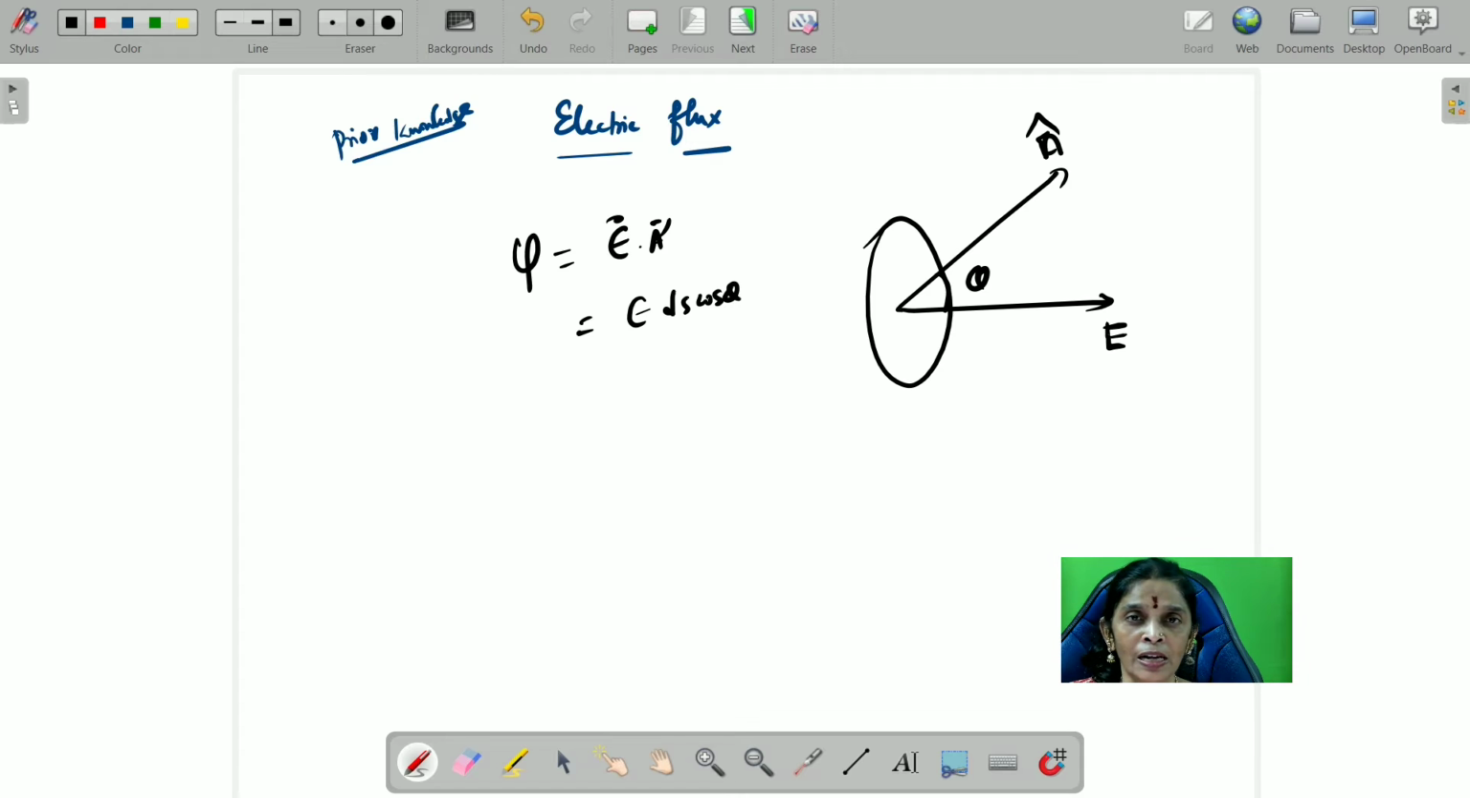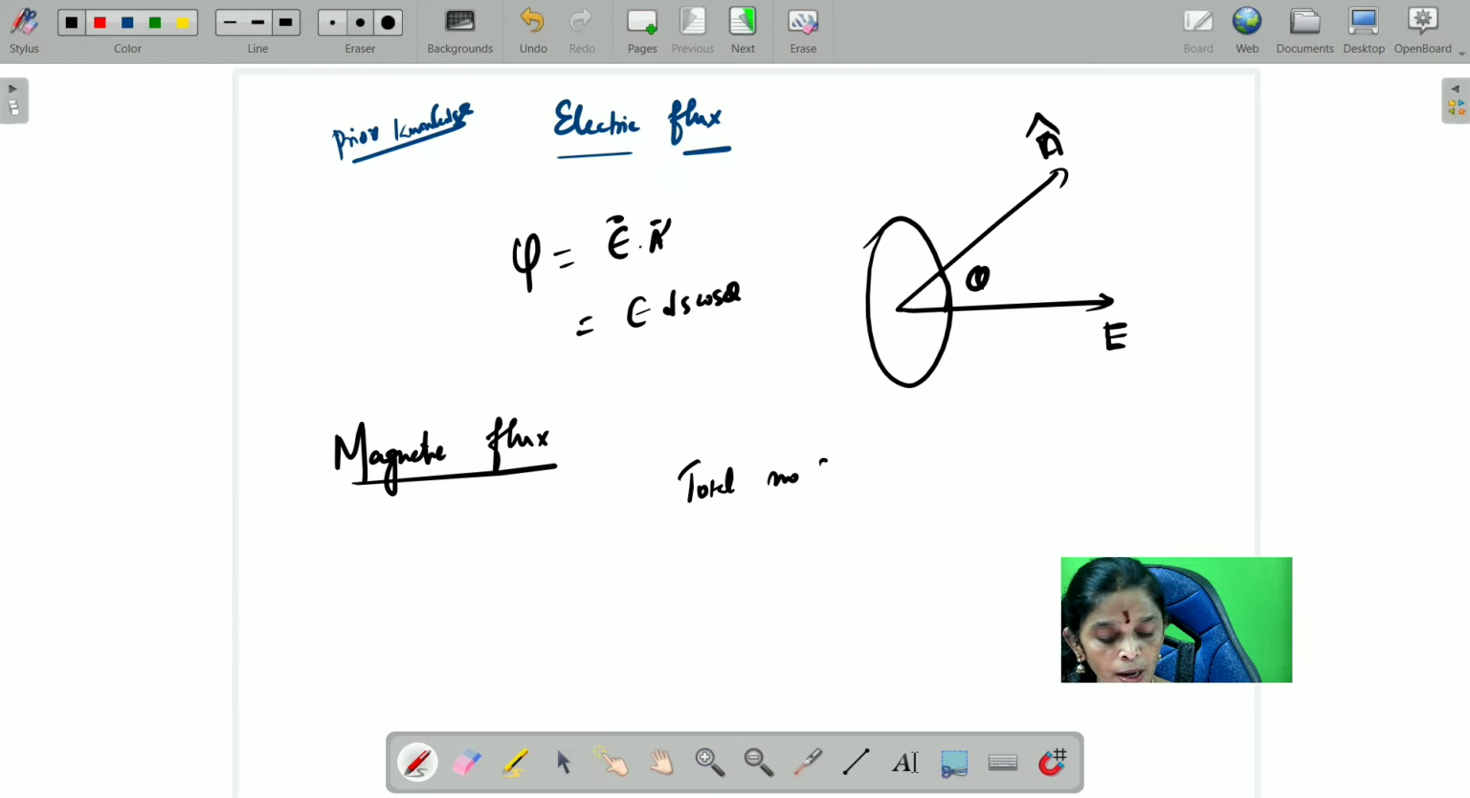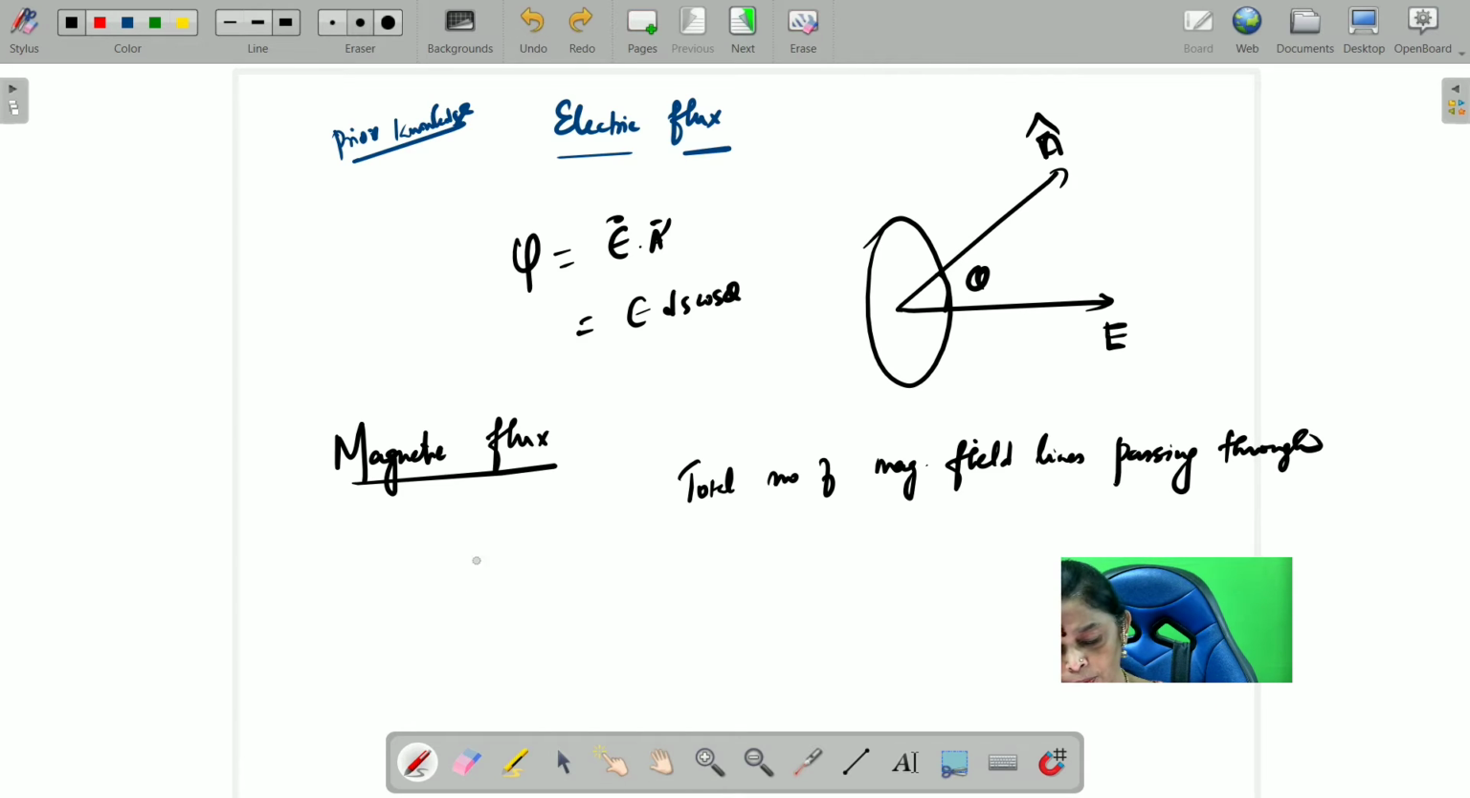All about static charge you learned. Got it? Same thing here, magnetic flux. What is magnetic flux? You have learned it in the magnetism lesson. Same thing: total number of magnetic field lines passing through a closed area or closed loop.